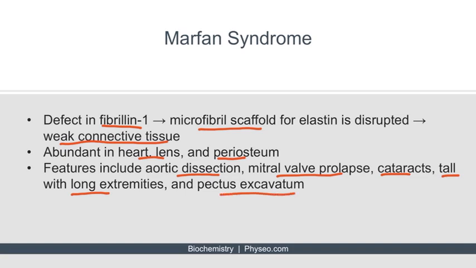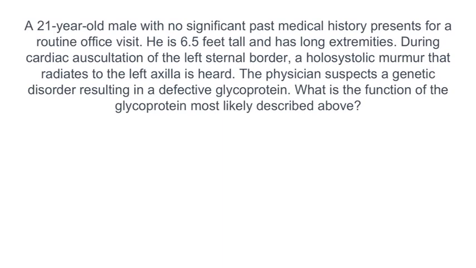Okay, let's wrap up this video with one more question. A 24-year-old male with no significant past medical history presents for a routine office visit. He is 6.5 feet tall and has long extremities. During cardiac auscultation of the left sternal border, a holosystolic murmur that radiates to the left axilla is heard. The physician suspects a genetic disorder resulting in a defective glycoprotein. What is the function of the glycoprotein most likely described above?